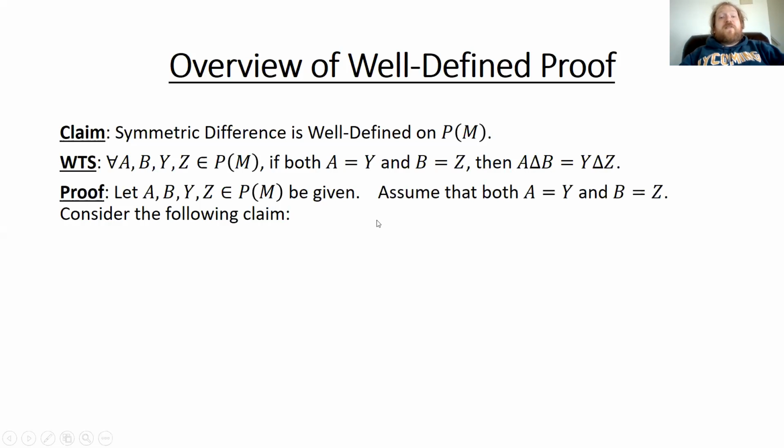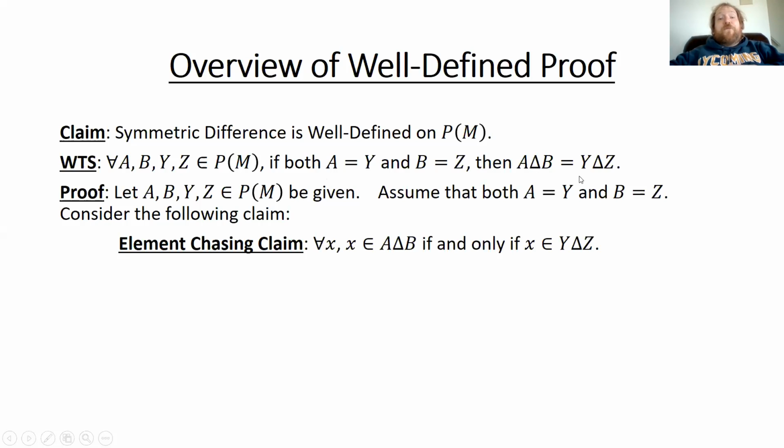Notice that because this is an if-then statement rather than a set theoretic identity, we need to element chase to prove it. So our element chasing here is we apply the definition of set equality to the then part that we want to prove. So we want to prove for every element x, x is in A symmetric difference B if and only if x is in Y symmetric difference Z.